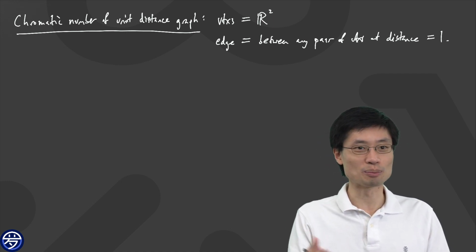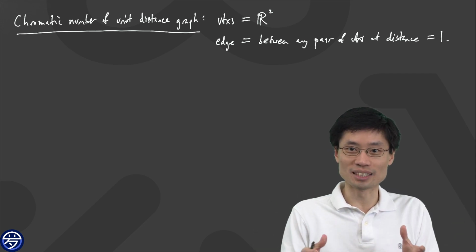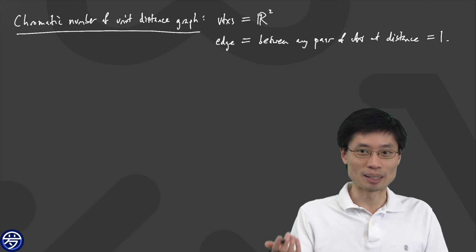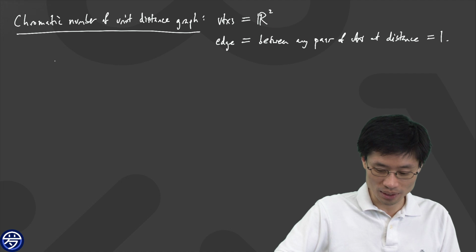There was one of these breakthroughs relatively recently where somebody came up with a subgraph of these points in R2 which could not be colored with 4 colors. So now we know the chromatic number is between 5 and 7, but we don't know the answer.